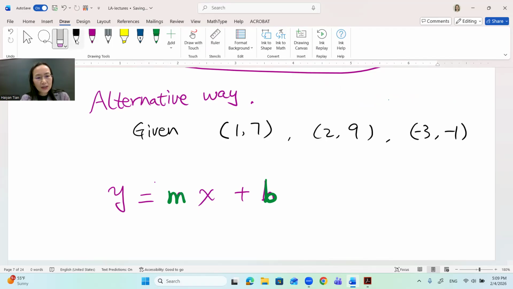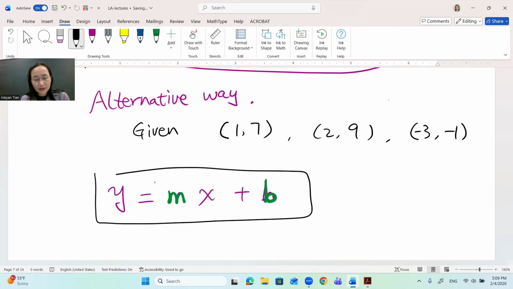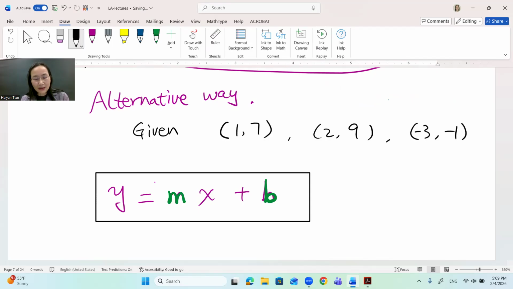However, this form I'm proposing right now is with the assumption that the line is not vertical, because we assume there's a slope. When a line is vertical, the slope does not exist. So when you assume this form, you already assumed there is a slope. It's not a vertical line. But for the given set of 3 points, it is still possible. Let's look at the 3 points.